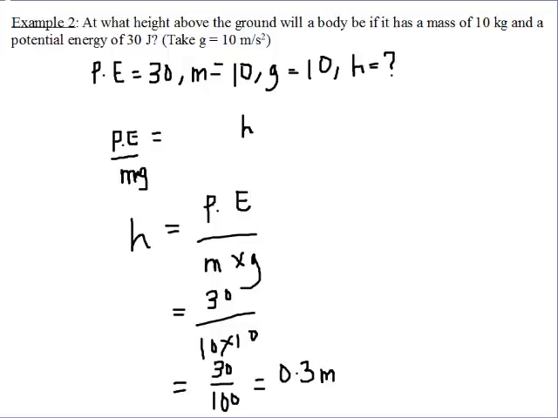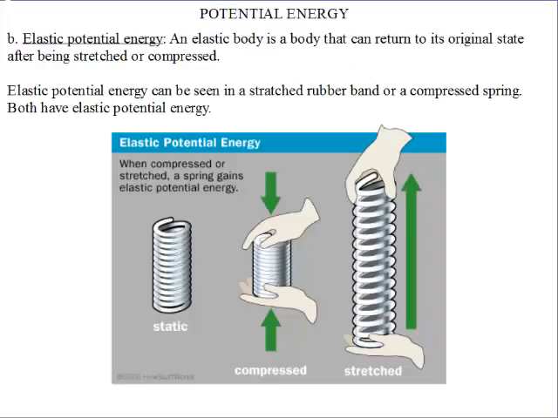So we now know how to calculate the first form of potential energy, which is gravitational potential energy. Let's talk about the next type of potential energy, which is elastic potential energy. An elastic body is a body that can return to its original state after being stretched or compressed.